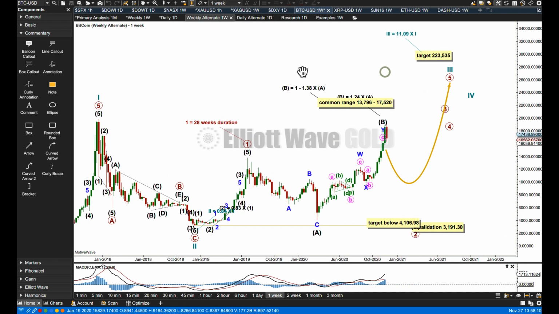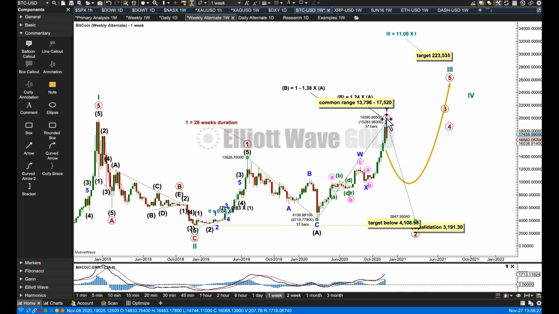Is it still valid? Well, technically, but let's see how likely it is. This alternate looks at the possibility that primary 2 is not over and it's continuing as a huge expanded flat. This now has a very low probability.